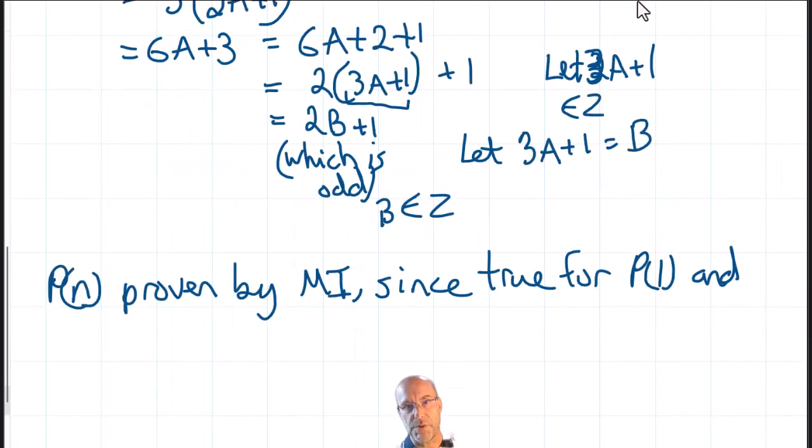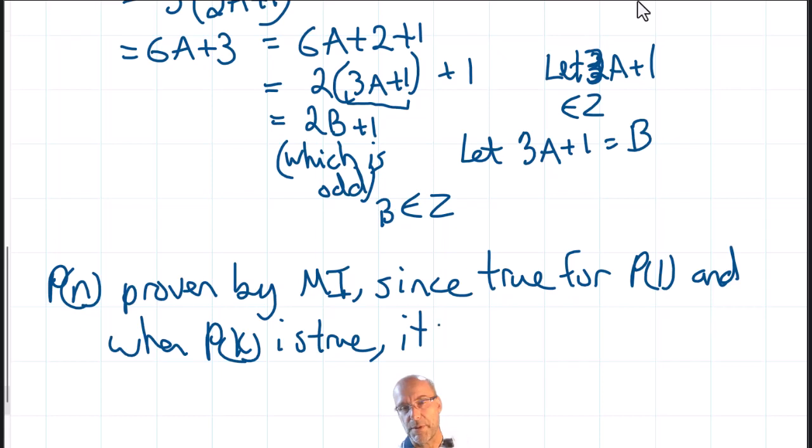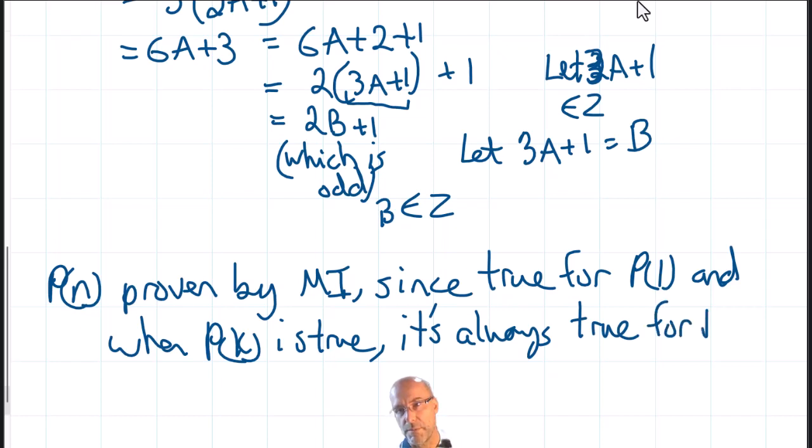So the proposition P(n) is proven using mathematical induction, since it's true for P(1), and when P(k) is true, it's always true for P(k+1). So that's proven. So 3 to the n is odd. Awesome.